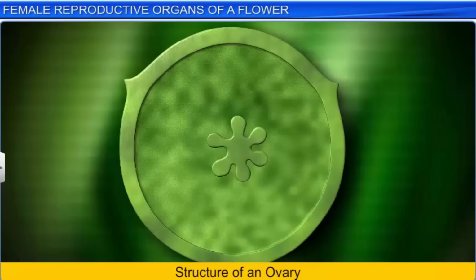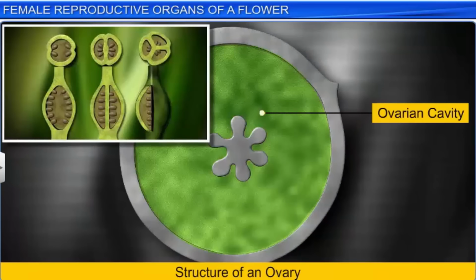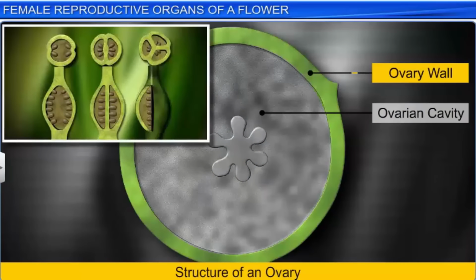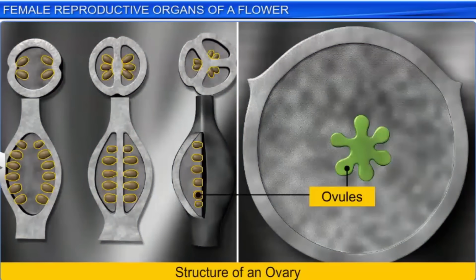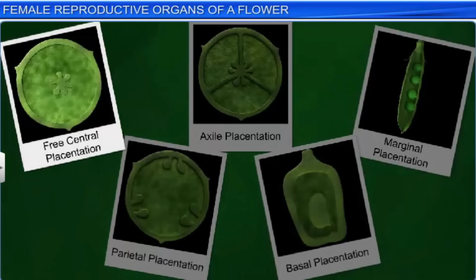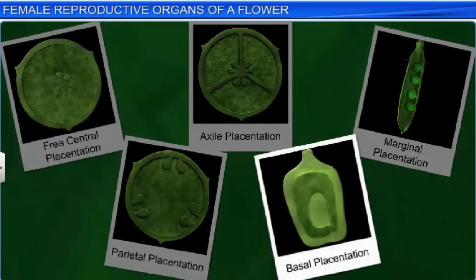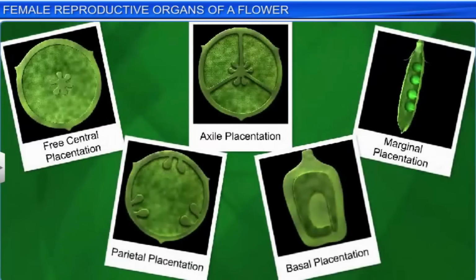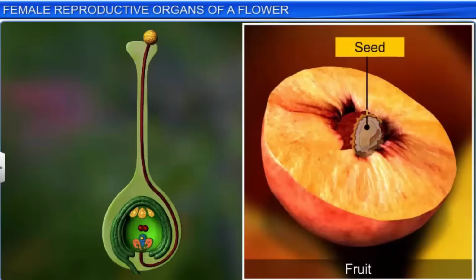Morphological studies of the ovary have revealed that it contains one or more cavities called locules, or ovarian cavities, that are surrounded by an ovary wall. Within the locule, you will find ovules or megasporangia that are attached to the ovary wall in a region called the placenta. These ovules may be arranged in free central, axial, marginal, parietal, or basal placentation. Moreover, after fertilization, the ovules form seeds while the ovary develops into a fruit.